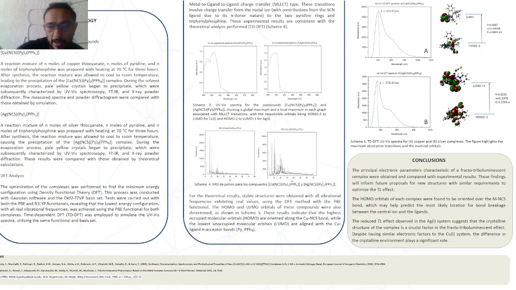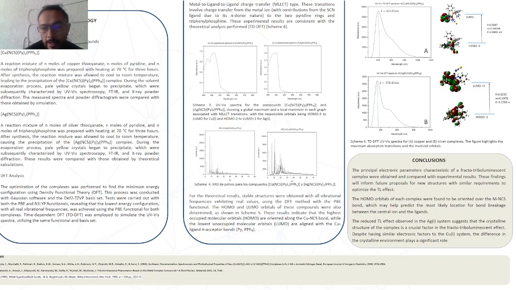And as the conclusions of this work, we have the following. The principal electronic parameters characteristic of a fracto-triboluminescent complex were obtained and compared with experimental results, and these results are similar, so we can conclude that the experiment was made with a good technique. These findings will inform future proposals for new structures with similar requirements to optimize the triboluminescent effect, as I mentioned before.